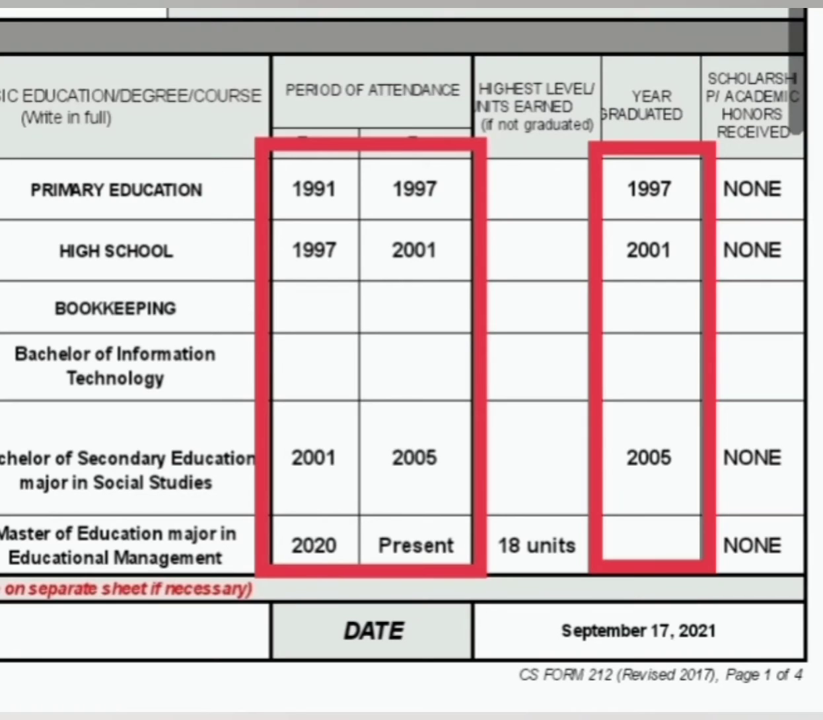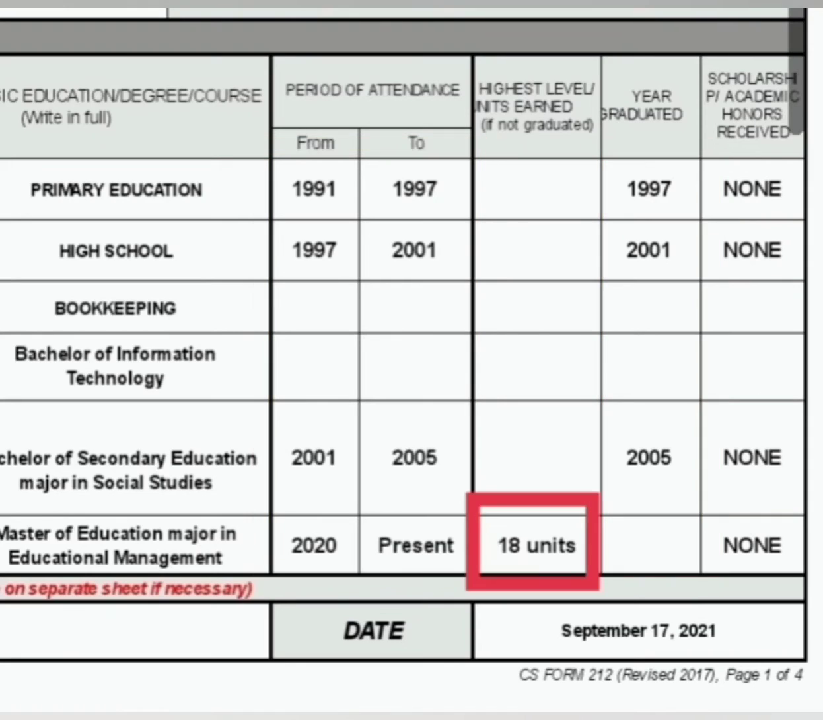So ganyan po ka-importante ang apostrophe sa date. Next is the highest level or the units earned if not graduated. So like for example, sa masteral kasi may mga hindi pa graduate, may 18 units lang. So doon mo ilalagay yung units. So the rest, leave it blank na lang po.